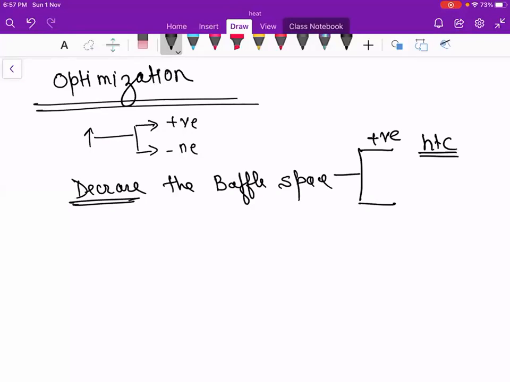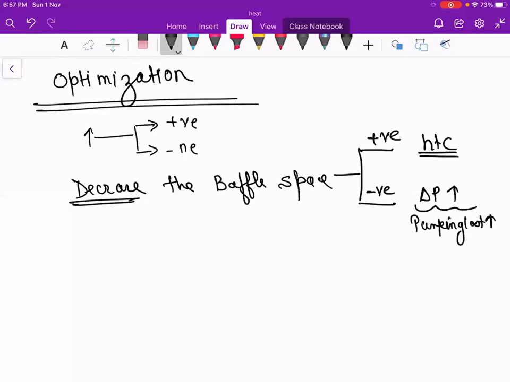And what is the negative effect? Pressure drop. Okay, very good. Delta P will be increased. So what is the ultimate effect? If delta P increases, pumping cost is going to increase.